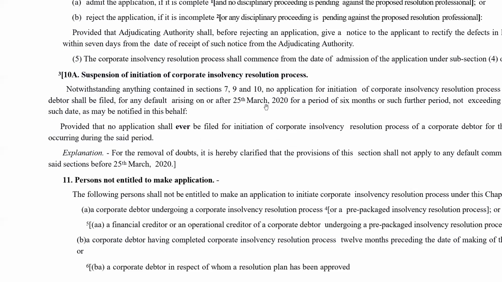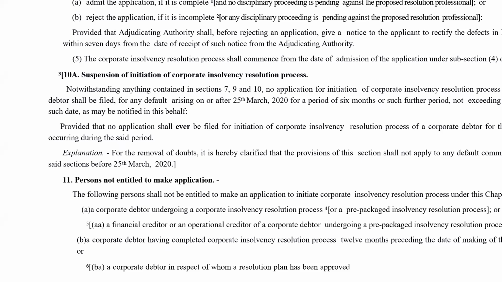And during the COVID period, section 10A was also there, suspension of initiation of CIRP. What it says is, notwithstanding anything contained in section 7, 9 and 10, no application for initiation of CIRP shall be filed for any default arising on or after 25th March for a period of 6 months, or such further period not exceeding one year as may be notified. Because during the COVID period, the situations were different. They said if any default occurs during the COVID period, because businesses have stopped functioning, then an application cannot be filed.